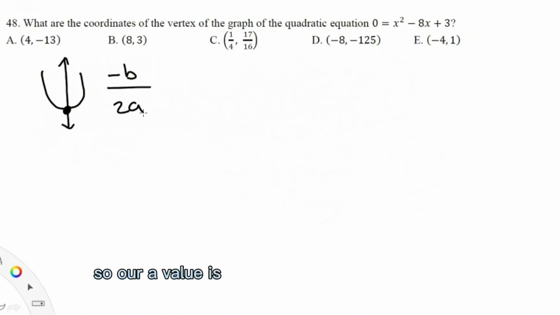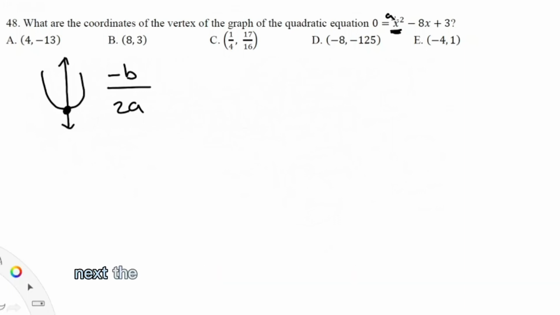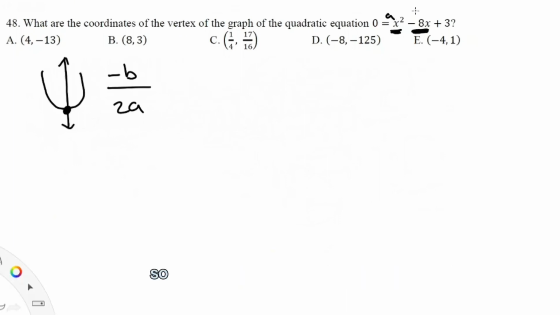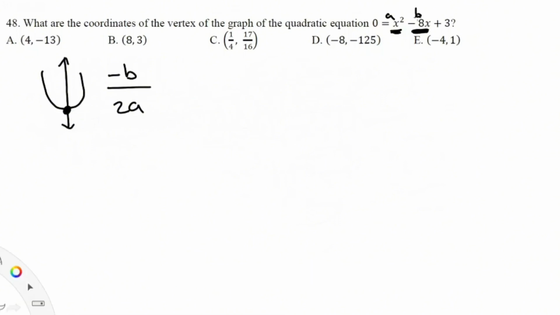So our a value is the coefficient of the first term. So in this case, x squared, the coefficient of that is a. But there's nothing there, meaning it's just 1. Next, the b value is just the coefficient of the second term, which is negative 8x. So that means b is negative 8. Next, c value, that is just the third term, which is 3. Alright, but we don't need the c value for this equation. We just need the b and a value.